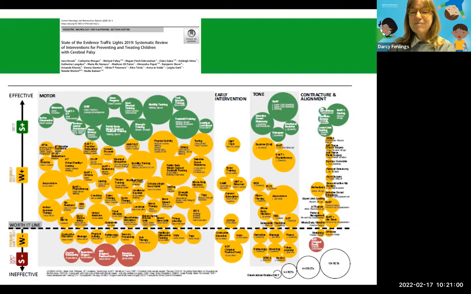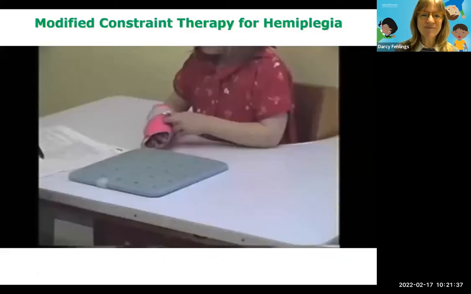Now, this is an update on the evidence in 2019. The same bubble diagram, and again, you can see constraint is still in the green and has quite a large body of evidence. I'm smiling here because it's great to see the field moving forward. So you see lots more bubbles, and that's certainly a positive reflection that people internationally are doing research to evolve our evidence base for treatments for cerebral palsy.